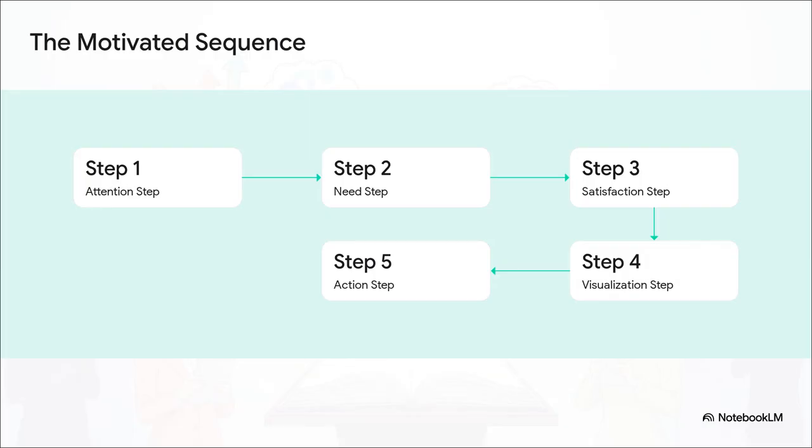And here they are. The 5 steps: attention, need, satisfaction, visualization, and action. You can almost see the logic, right? You grab their interest, you establish a problem, you offer a solution, help them picture the outcome, and then finally, you tell them what to do. Let's break each one down just a little bit more.